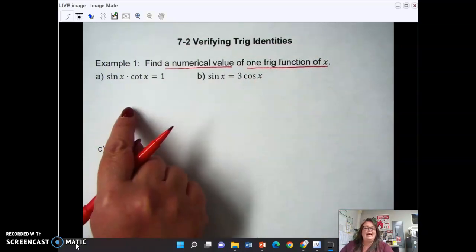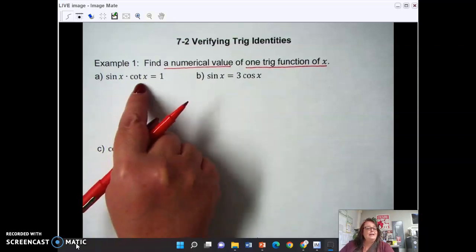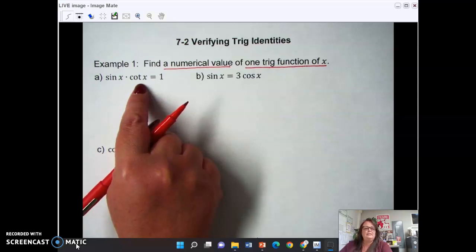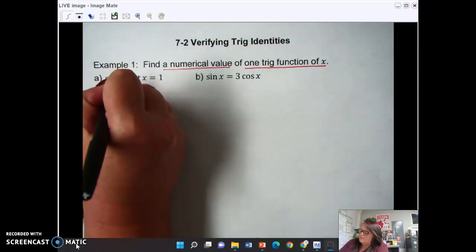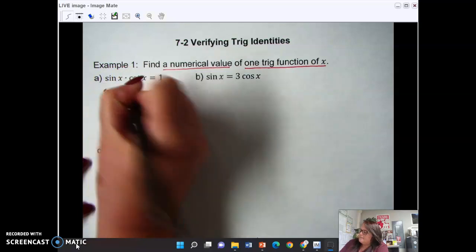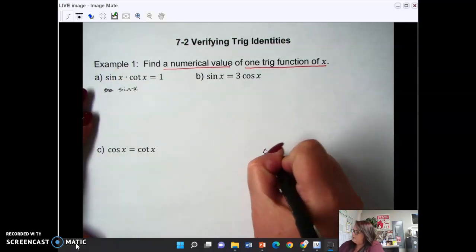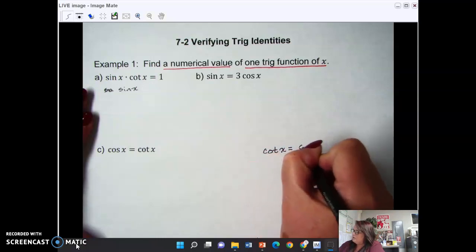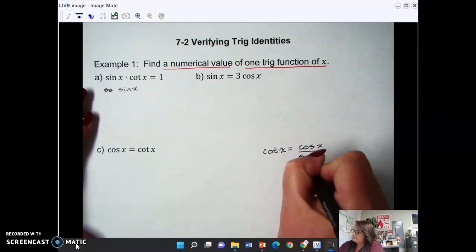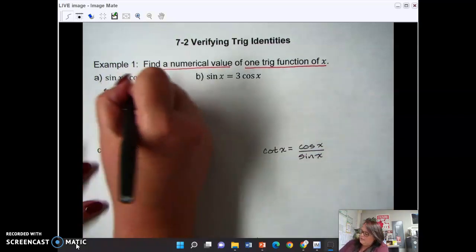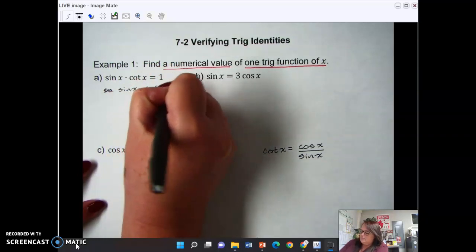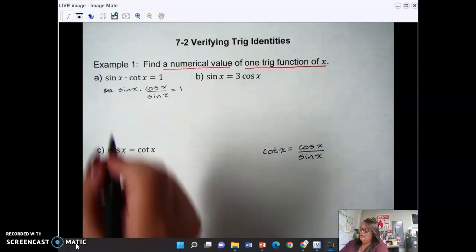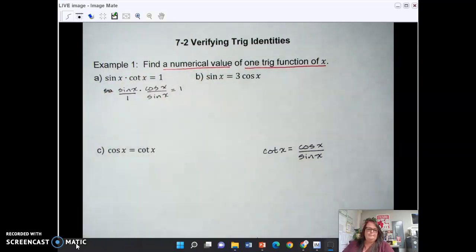So if we take a look at a here, there's nothing I can factor out. I'm looking at, there's no squares, anything like that. So what I'm probably going to do is put this in terms of sines and cosines. And so I've got sine of x already. And then one of the things to remember is that cotangent of x is equal to the cosine of x over the sine of x. And so over here, this is going to be times cosine of x over the sine of x is equal to 1. Okay? And then I can take this sine of x and put it over 1.